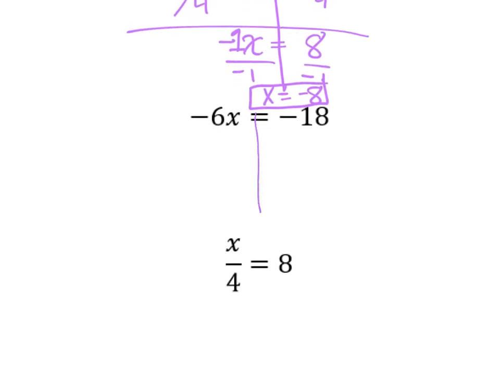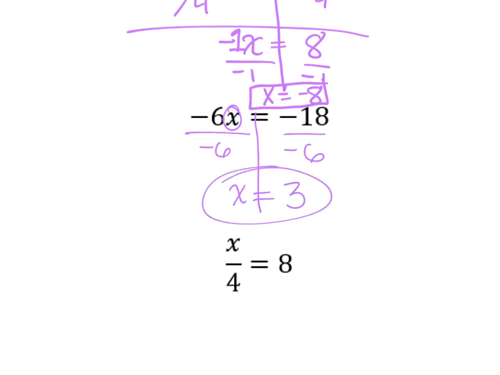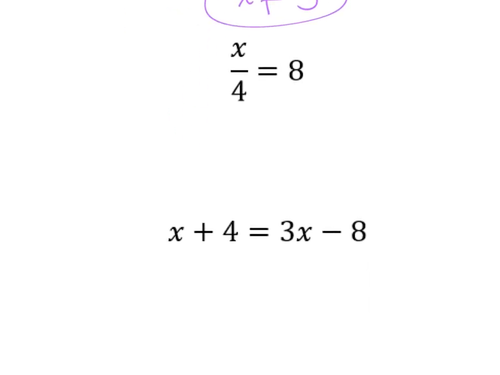Here I have negative 6 times x equals negative 18. I need to undo that multiplication, so I'm going to divide by negative 6, divide by negative 6, and I'm left with x equals positive 3. I have x divided by 4 equals 8, so to undo the division, I just multiply on both sides, cancels, x equals 32.